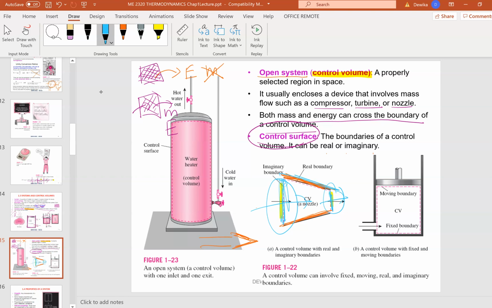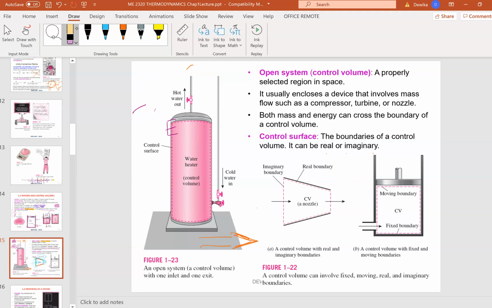So this is the real boundary, and then this is the imaginary boundary. Once again, the imaginary boundary is only for calculation purposes, for you to understand the calculation. In real life, the imaginary boundary is not even there. It's just for you to understand.